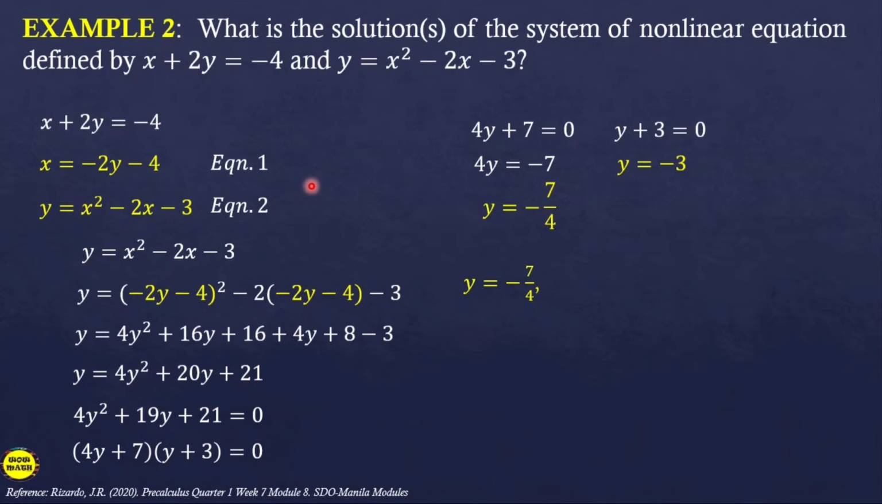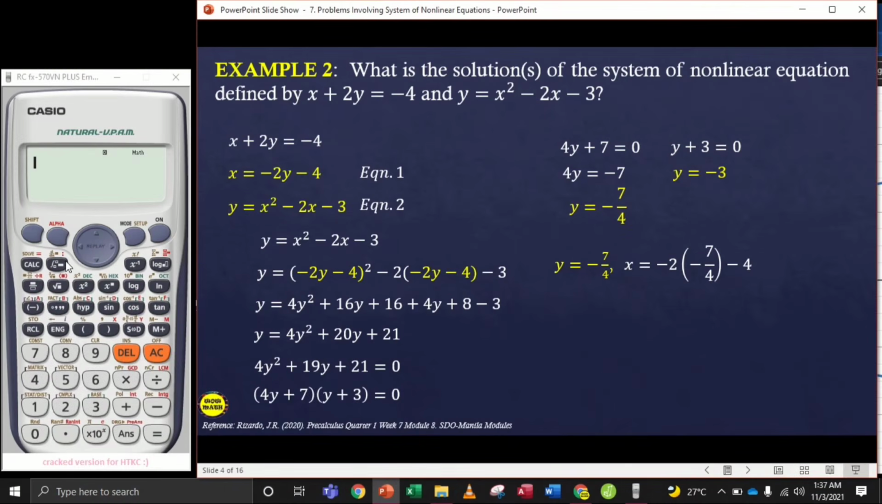So, tingnan natin. If your y is equal to negative 7 over 4, so our x, gagamitin natin yung equation number 1, i-substitute natin sa y yung negative 7 over 4. So that is negative 2 times negative 7 over 4 minus 4. So using your calculator, let me check. Okay, para mas mabilis, gagamit tayo ng calculator. So press nyo lang sa calculator.